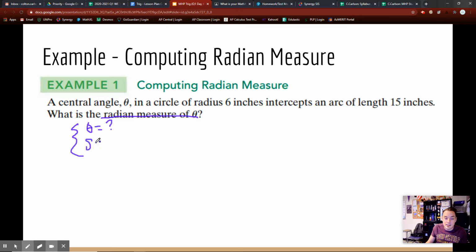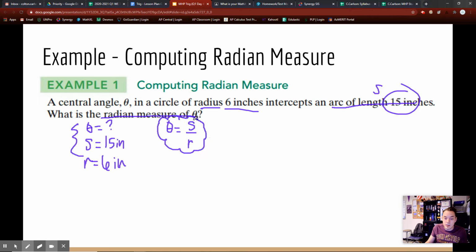But what is S? Well, it tells us the arc length is 15. This is S. So that means I'm going to put 15 inches. And you better believe I'm writing the units. That's important. Now, 6 inches is my radius. So that means R equals 6 inches. Now that means theta equals, using my formula, S all over R. This is my formula. It's not my answer. I'm circling it because that's my formula.